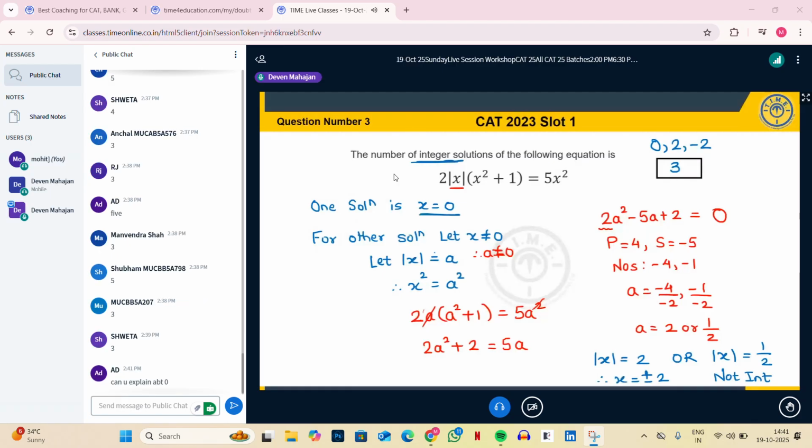So 0 is a solution. AD, can you explain about 0? What part you have not understood about 0, you tell me. ये इक्वेशन में 0 आपने प्लग किया तो आपको लेफ्ट हैंड साइड क्या मिल रहा है चेक करो, राइट हैंड साइड क्या मिल रहा है चेक करो. Is it not equal?